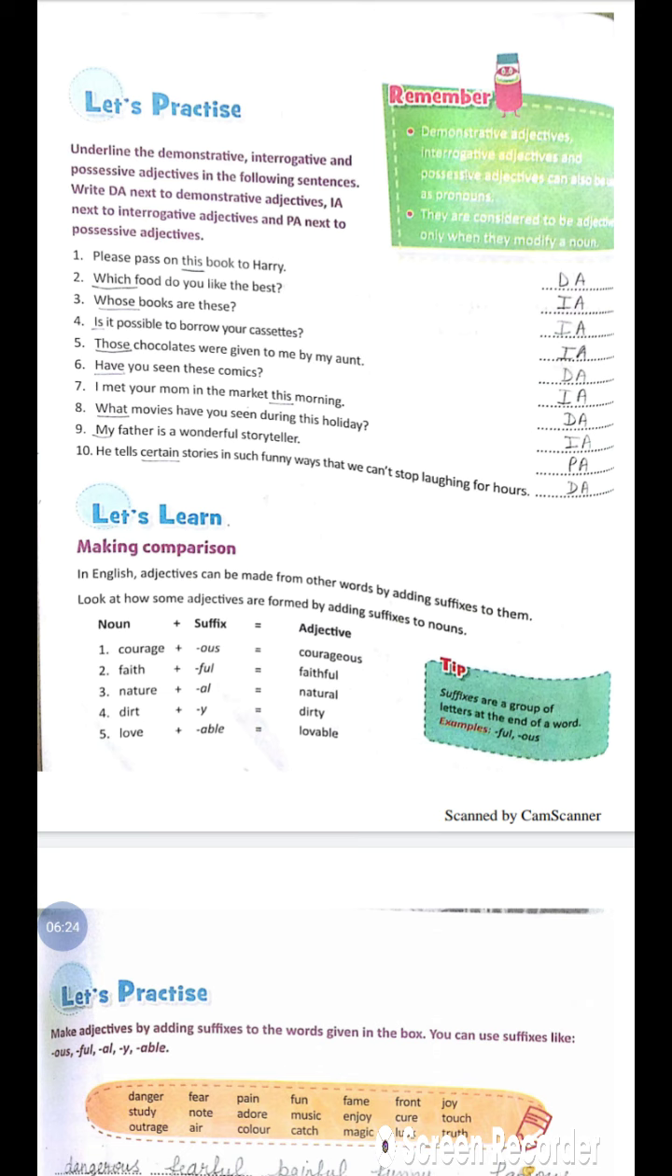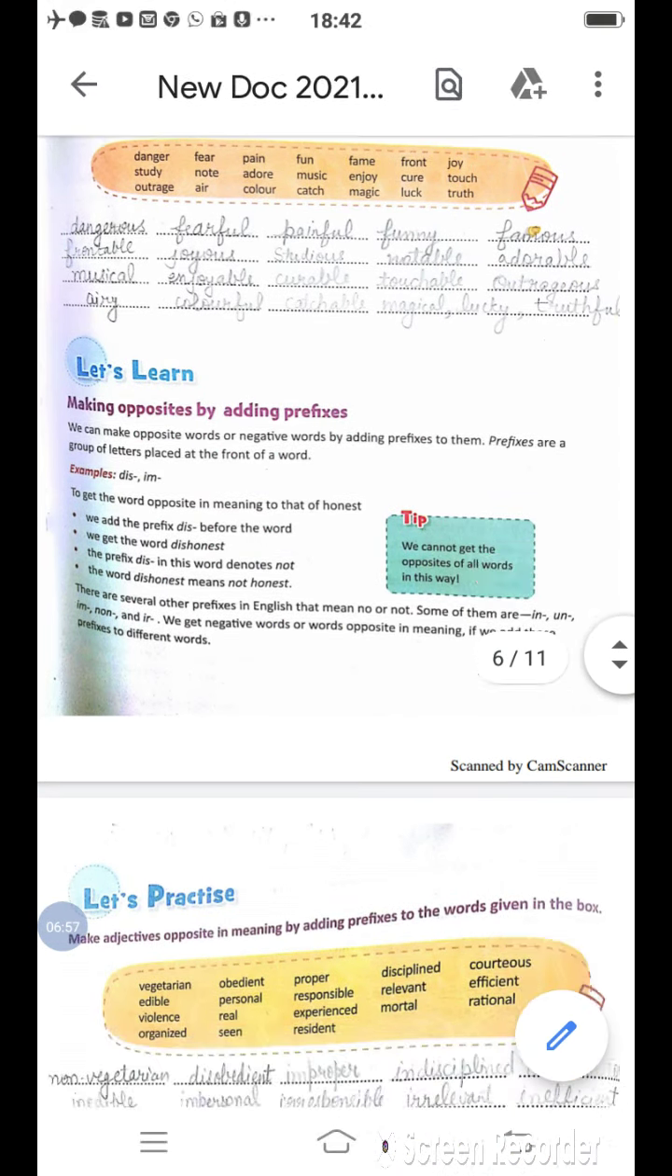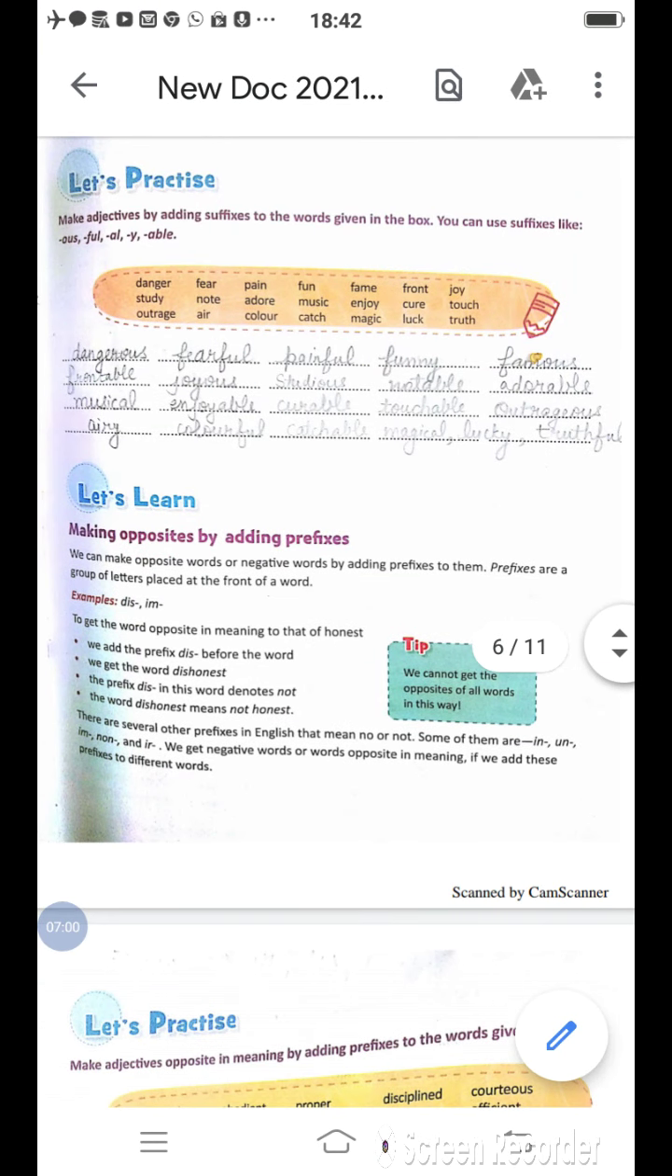Next is adjective formation. In English, adjectives can be made from other words by adding suffixes to them. Suffixes are added after the word, after the noun. Courage plus ous, courageous. Faith plus ful, faithful. Nature plus al, natural. Dirt plus y, dirty. Love plus able, lovable. Okay. So there are some words given in which you have to add ous, ful, al, y and able.